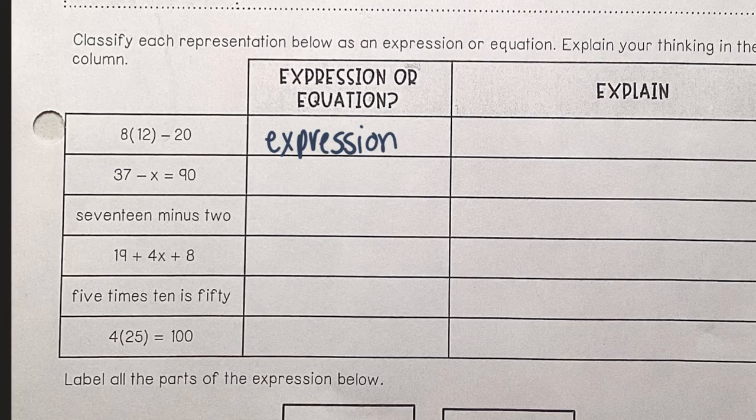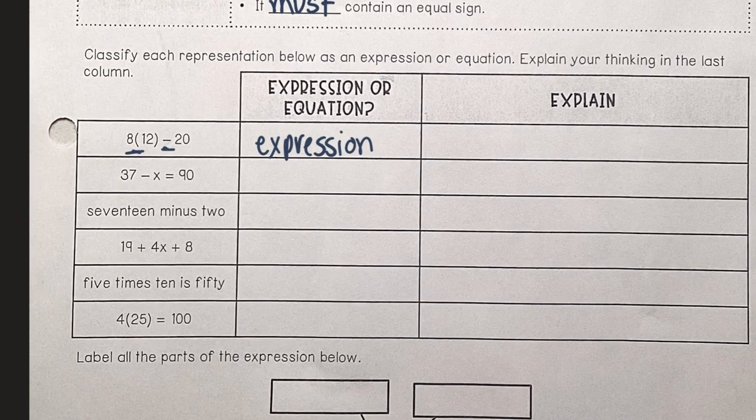There are numbers and there are operations. I have multiplication going on here and subtraction. So I have those things, but I don't have an equal sign. So on the explanation, I want you to put has numbers, and I'm just going to put the hashtag sign for numbers, has numbers, operations, but no equal sign. Okay, so that's what makes it an expression.